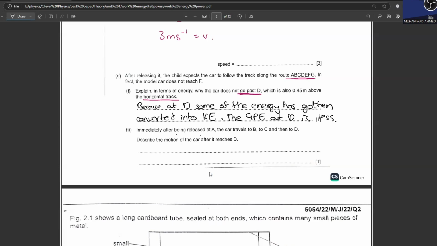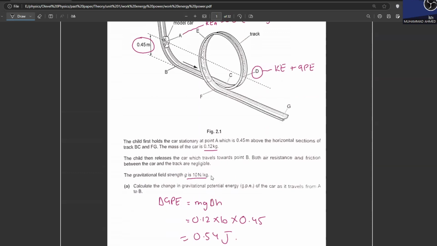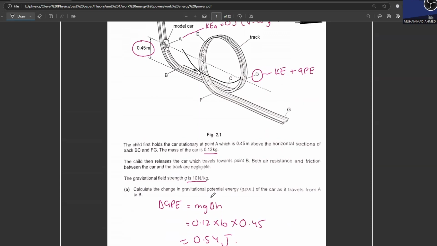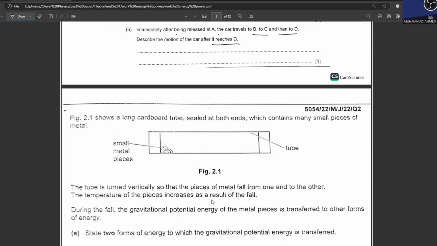Immediately after being released at A, the car travels from B to C and then to D. Describe the motion of the car after it reaches D. Okay, once you have reached D, what will happen? It will not go past D. It will come back to C and again to A. So from D to C to A, this will be your journey.